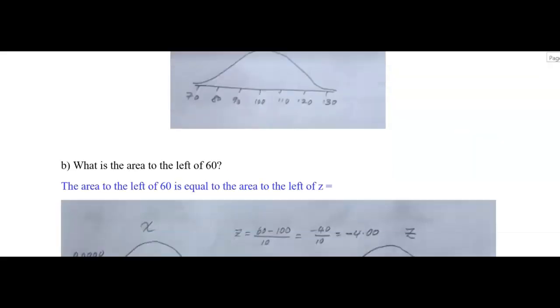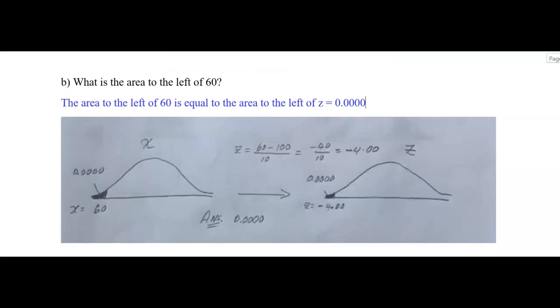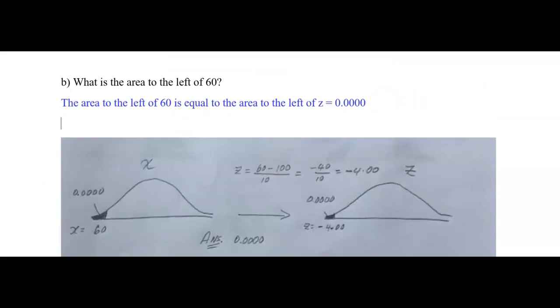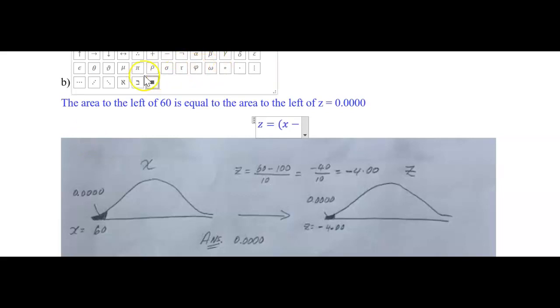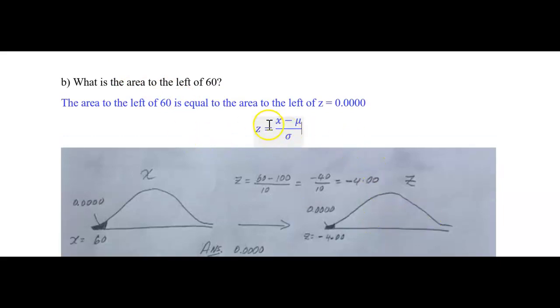Now, the next question I want us to do: what is the area to the left of 60? The answer is rounded to 4 places. So this is what we do. We already know how to calculate z-scores. Let me remind you of that formula. The z-score, we did it before: z is equal to x minus the mean. Remember, we have a symbol for the mean; look back at that lesson. Divided by the standard deviation. That's the formula for the z-score.